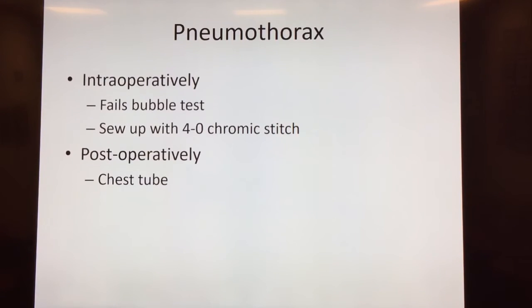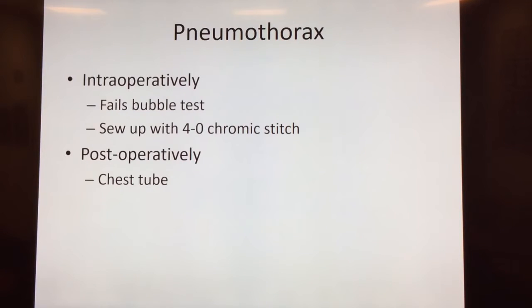So nobody likes to think about pneumothorax, but it's something we need to consider when we're taking a rib harvest. If you experience a pneumothorax intraoperatively, this is someone who's going to fail a bubble test. Depending on how the patient is doing intraoperatively, you want to first talk with your anesthesia provider and manage it if you need to. But the way to repair it is to sew it up with a fluorochromic stitch.